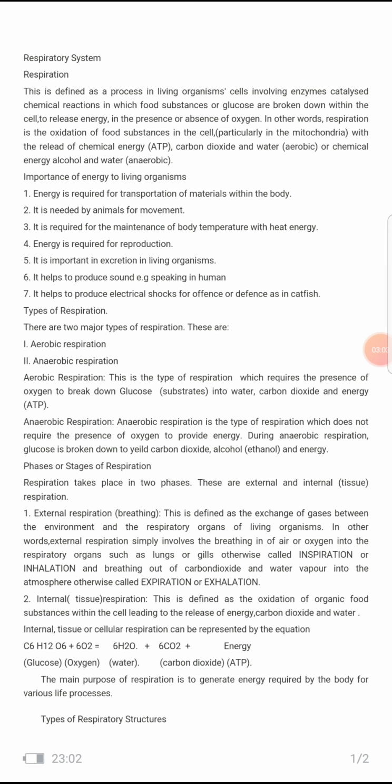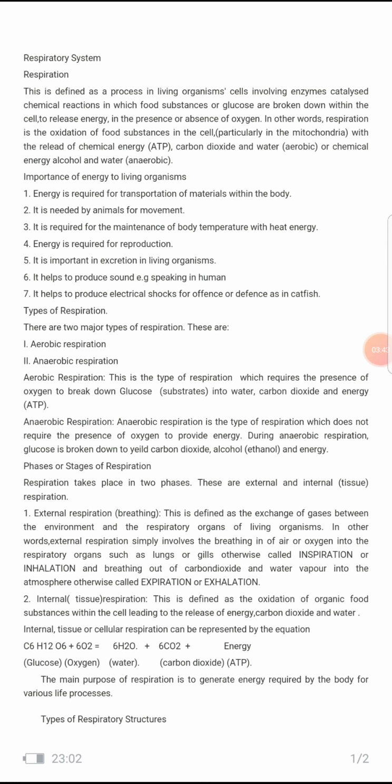Anaerobic respiration, on the other hand, is a type of respiration which does not require the presence of oxygen to provide energy. During anaerobic respiration, glucose is broken down to yield carbon dioxide, alcohol, and then energy. While during aerobic respiration, glucose is broken down to release carbon dioxide, water, and energy, which is the ATP.